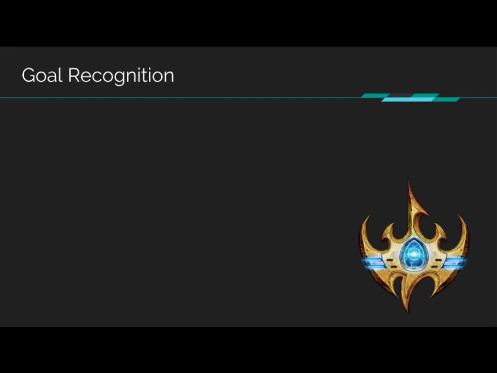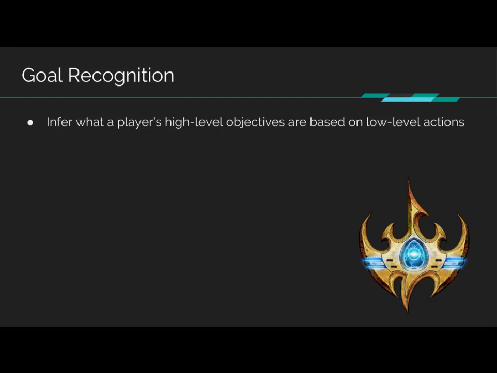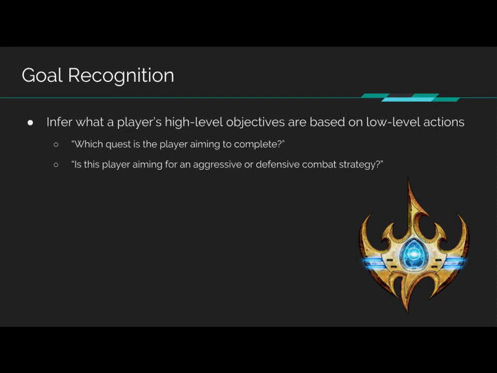So one application of this is goal recognition. This is trying to infer what a player's high-level objectives are based on low-level actions. In an RPG, this might be using which enemies have been killed and which items have been purchased to determine which quest a player is thinking about completing. In a strategy game, it might be what types of units they're buying or what types of combat actions they're taking to determine whether they're taking a defensive strategy, a really offensive strategy, and so forth. These are the kinds of questions you might aim to answer with the goal recognition task.